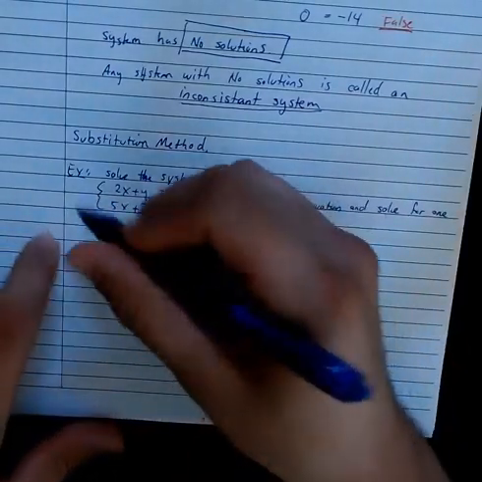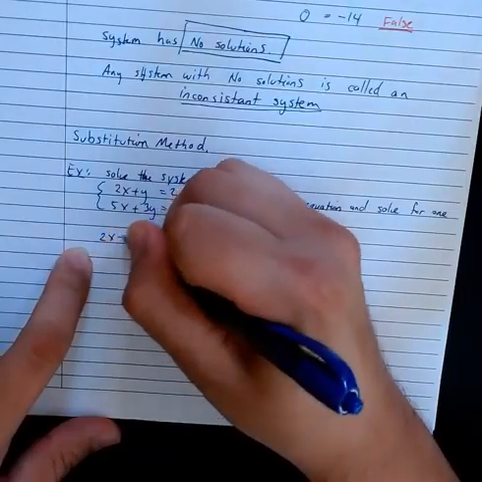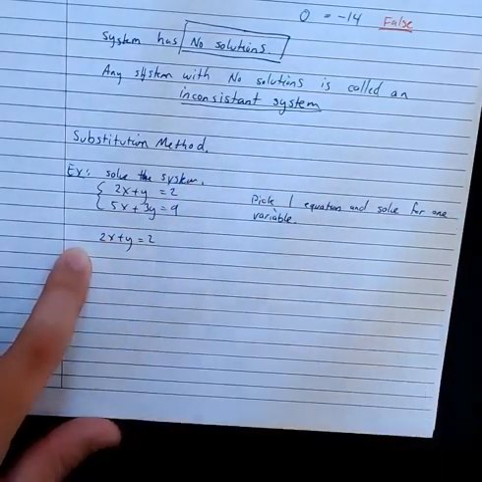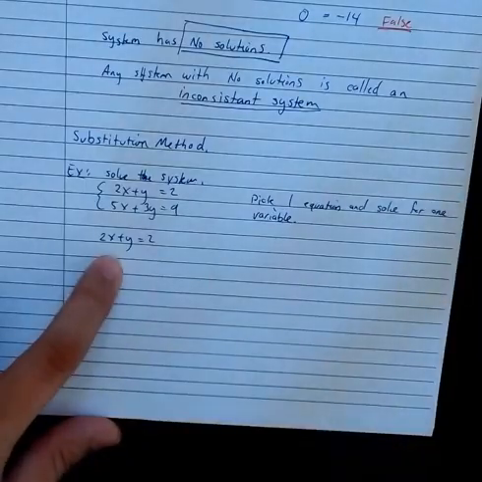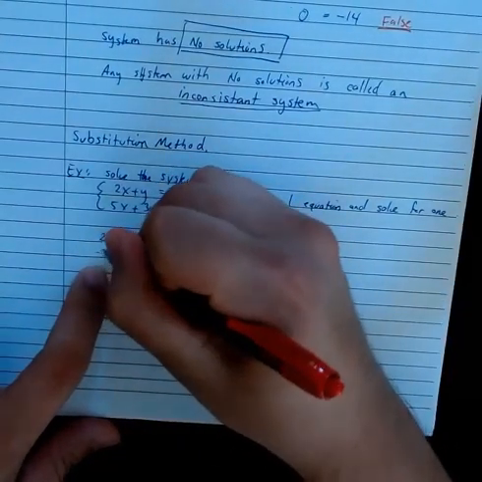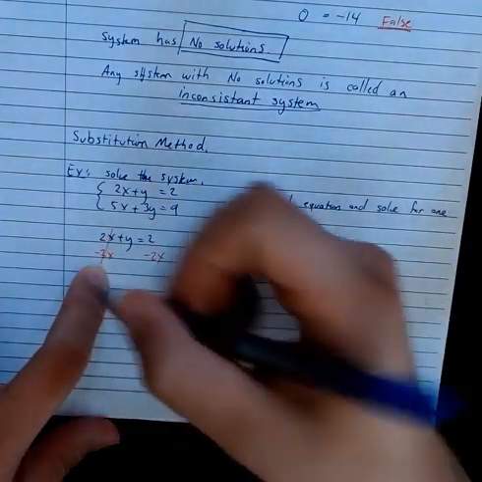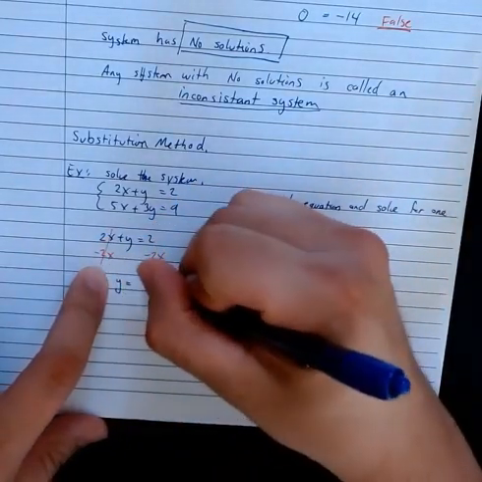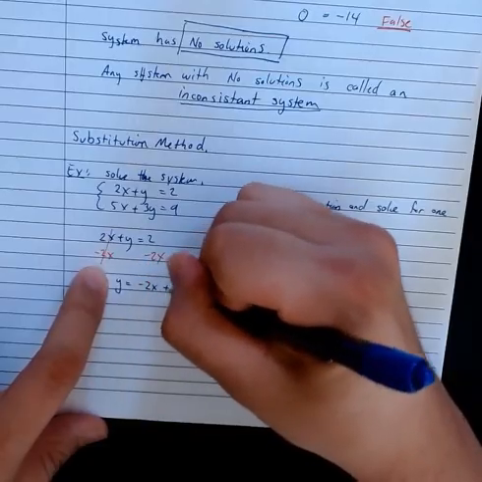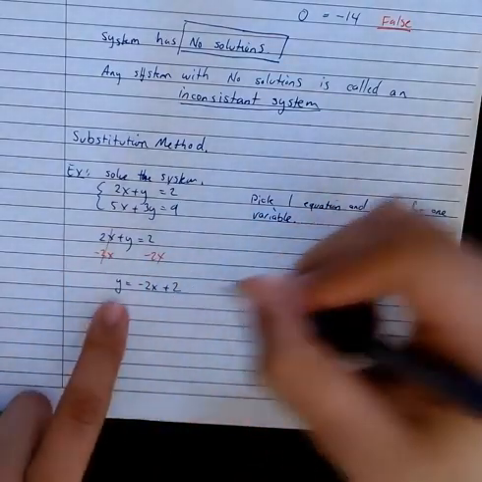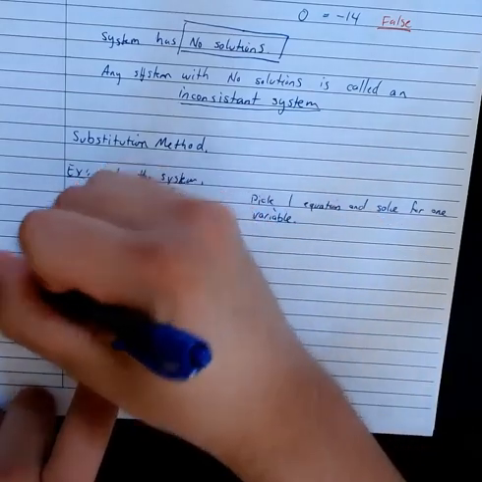In this case, I'm going to go ahead and pick 2x plus y equals 2. I have smaller numbers. And I will choose to solve for y because that is almost already done anyway. All I have to do is subtract 2x, and I have y is equal to minus 2x plus 2. This is what we're going to call our substitution.